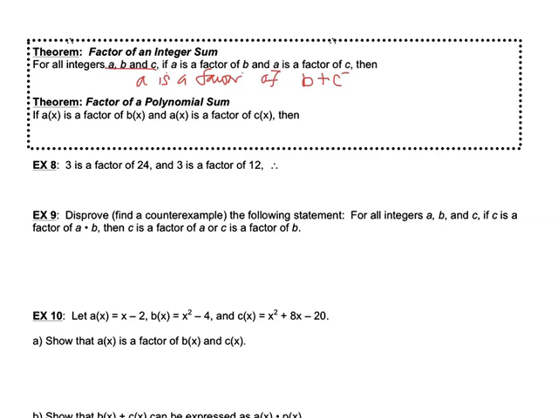The same thing applies to polynomials. If a of x is a factor of b of x, and a of x is also a factor of c of x, then a of x is a factor of their sum, b of x plus c of x. Sorry, that's terrible handwriting. So let's use real numbers. 3 is a factor of 24. We all know that. We also know 3 is a factor of 12. Therefore, 3 must be a factor of their sum. So that means 3 is a factor of 24 plus 12, which is 36, which it is. So that holds true for any integers a, b, and c, and for polynomials as well.